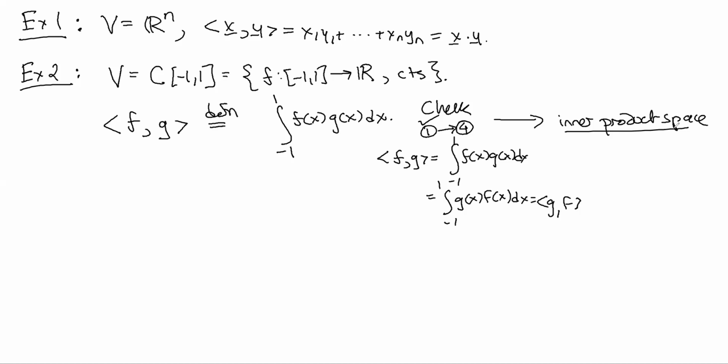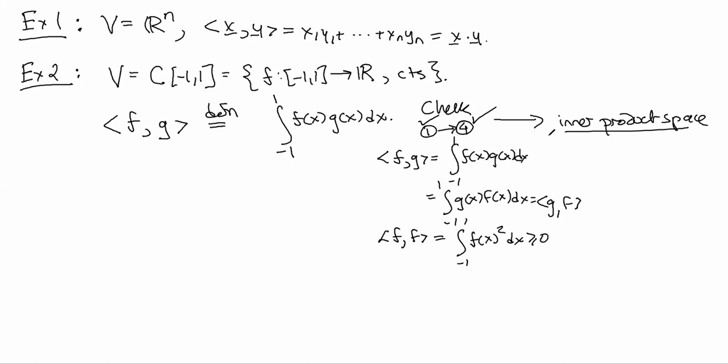Somebody asked, one of the requirements is that the inner product of a vector with itself has to be non-negative. Let's check that. What's f dot f? That's the integral of f of x squared dx, and that's non-negative, right? So we check property 4 also.